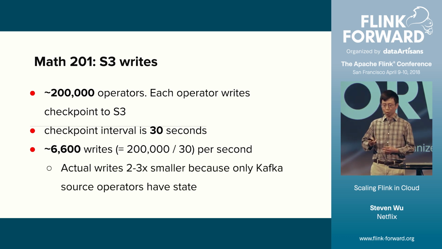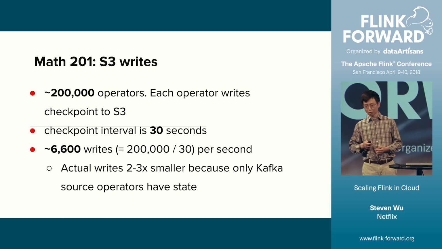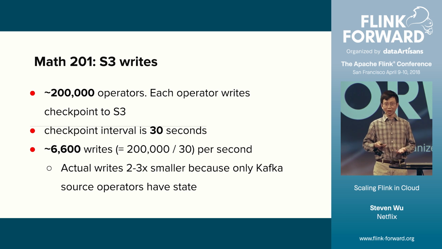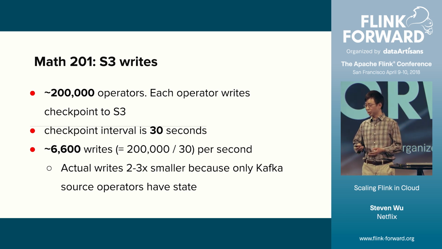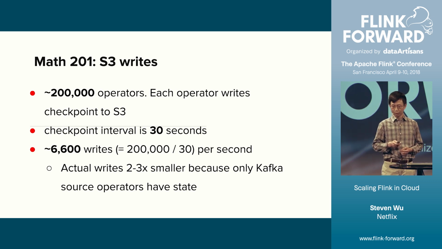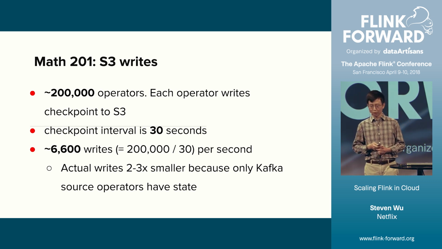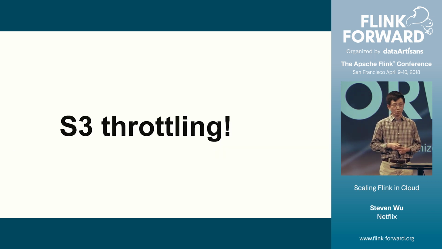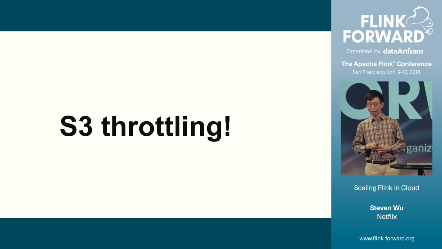The actual number will probably be 2 or 3 times smaller than this because for our routing job, only the Kafka source operator has state, and the state is very small. It's usually the Kafka partition offset. As I said, it's a stateless job. There's no other state involved. So even 2,000 or 3,000 S3 writes is still very high for S3. So it's not surprising we can get throttled by S3.